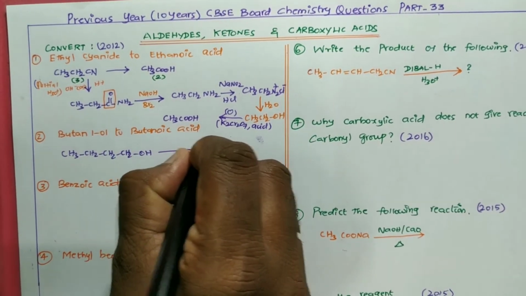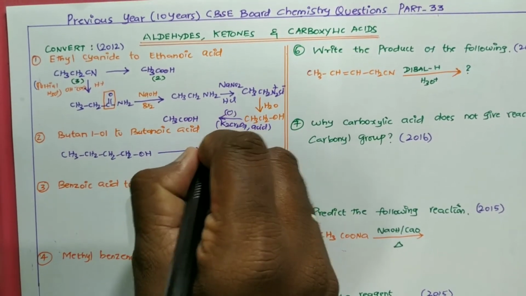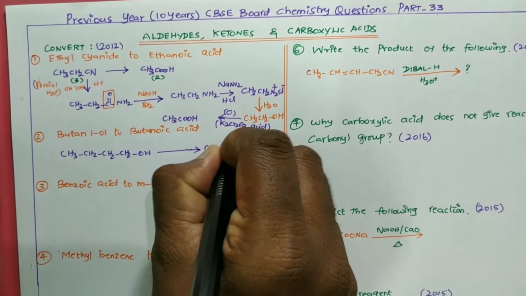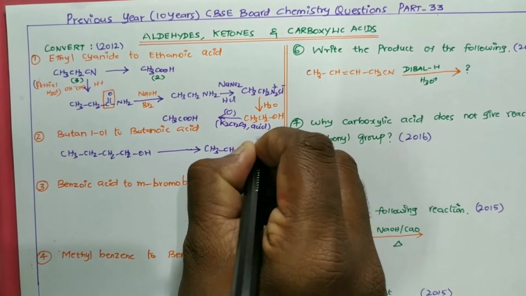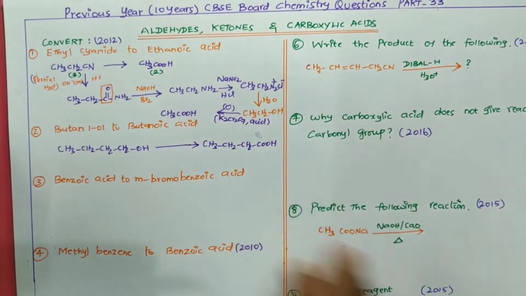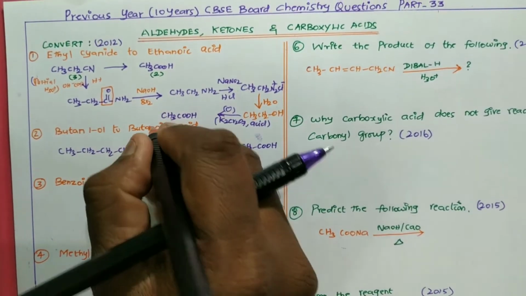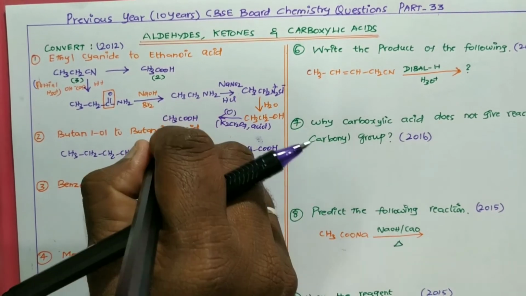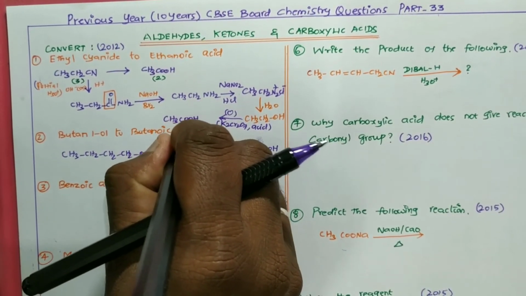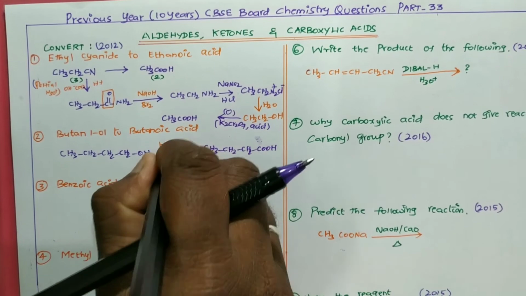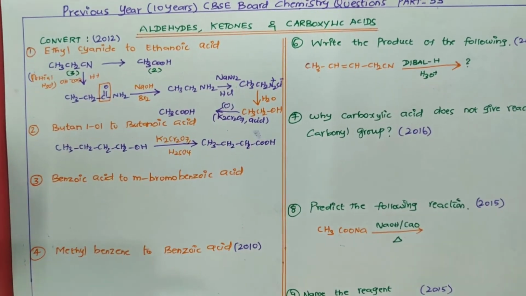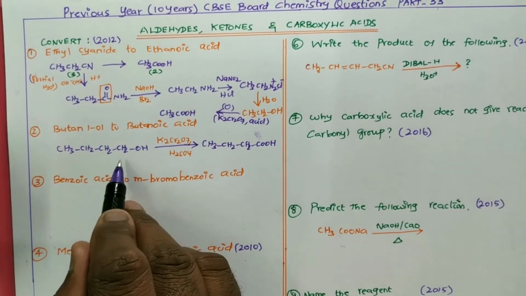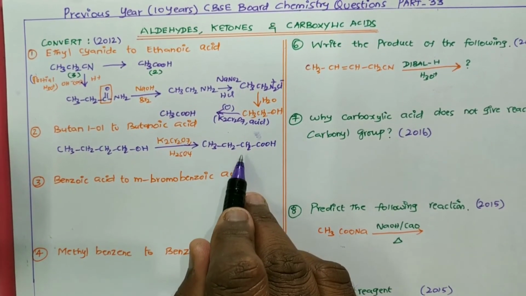So I have to convert this butanoic acid. This is very simple. I have to write the reagent only. So CH3CH2CH2COOH. This is butanoic acid. What do I have to use? I have to use a strong oxidizing agent like K2Cr2O7 in presence of acid. So a strong oxidizing agent will oxidize my compound, alcohol, into acid.